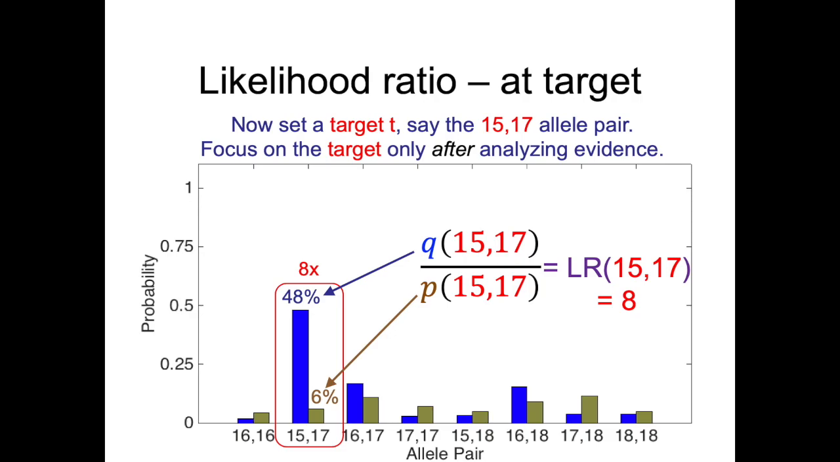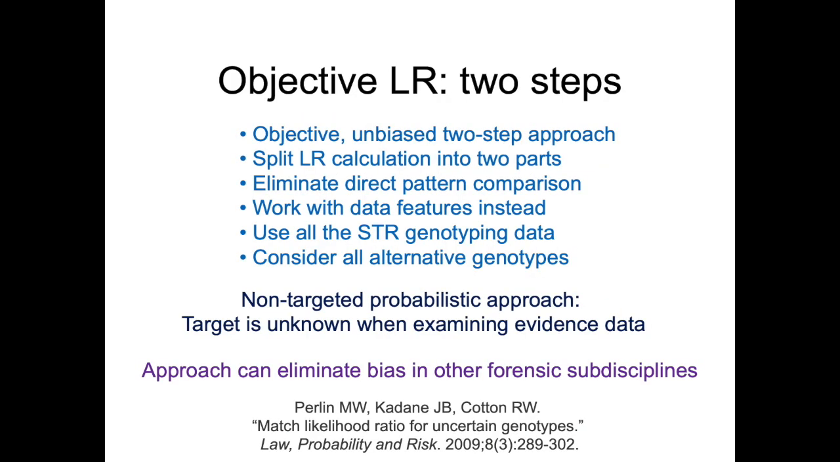It's equal to 8, calculated in an unbiased, untargeted way. This two-step approach gives us an objective way of calculating a likelihood ratio without focusing on a target. It's untargeted forensic science. The approach is objective because it never sees the target, and it's unbiased. It does it in 2 steps.